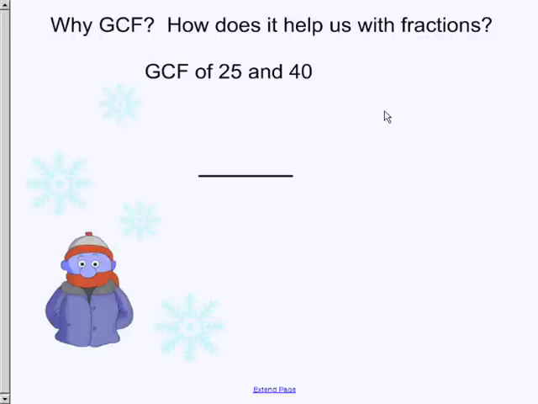So let's think back to last chapter where we found the greatest common factor of two numbers, like the greatest common factor of 25 and 40. Well, how did I use this? Well, I used this to simplify fractions. If I had the fraction 25 over 40, we now know that we have to always simplify.